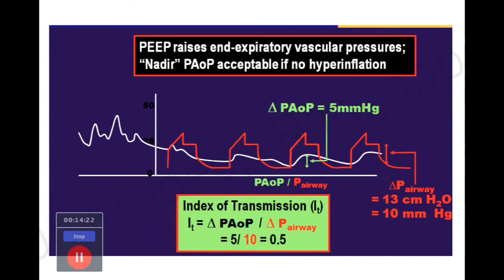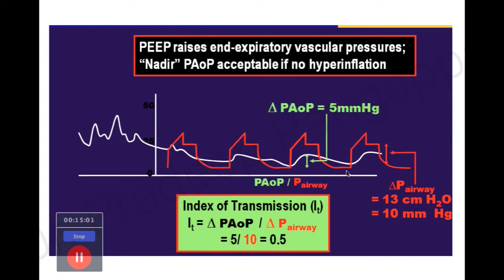So obviously your administration or application of PEEP will have a bearing on pulmonary artery wedge pressure. So what is the bearing? As you see, PEEP raises end expiratory vascular pressure, and pulmonary artery occlusive pressure nadir is acceptable if there is no hyperinflation. The key aspect of pulmonary artery occlusive pressure is that it can be influenced by the PEEP. If you give a very high PEEP and the alveoli is very distended, then it can have a bearing on the measurement of occlusive pressure because it may not be in continuum with the pulmonary vein, and it may not reflect your left atrial pressure.